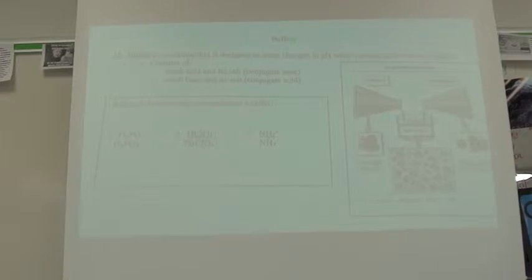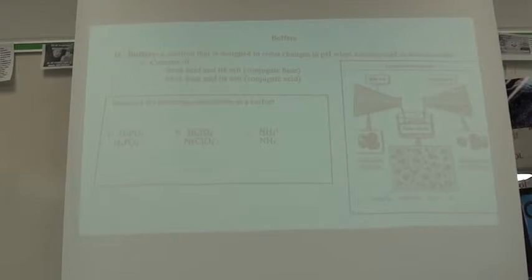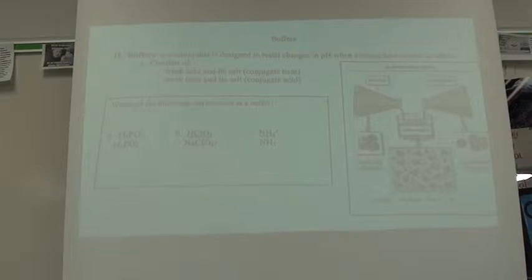So a buffer is a solution that's designed to resist pH changes when a strong acid or a strong base is added to it. A buffer can only consist of a weak acid and its salt, and that salt is going to be its conjugate base, or a weak base and its salt, which is going to be the conjugate acid. Right at this moment in time, you need to look at those three solutions and figure out which one of them would make a good buffer and which one would not.